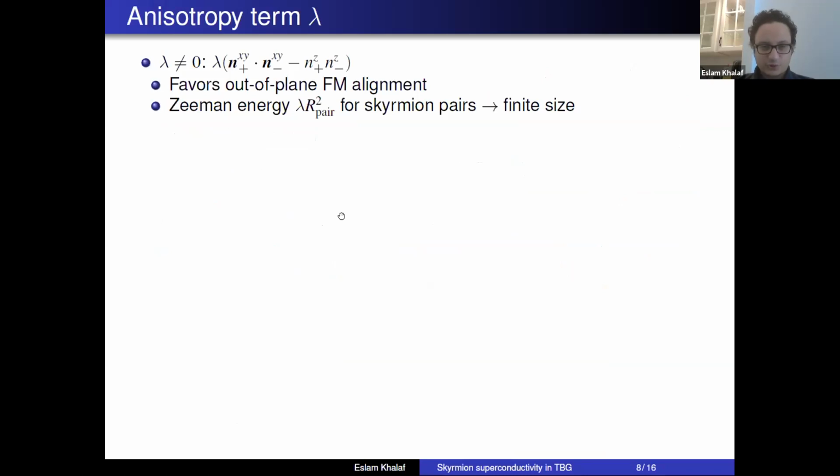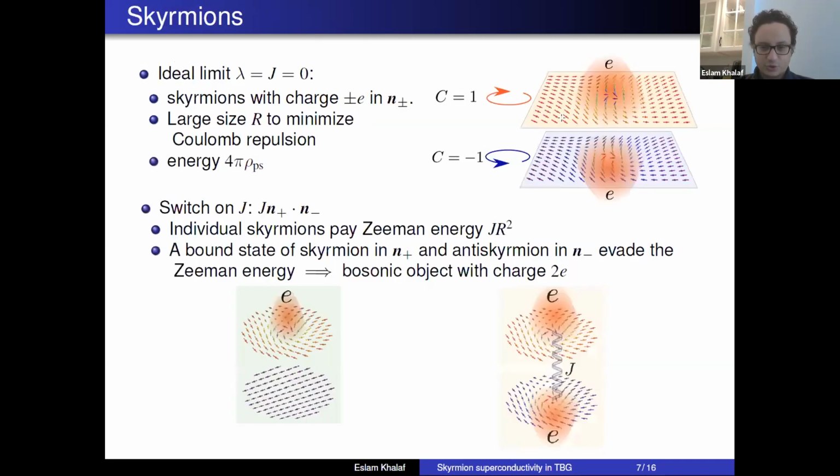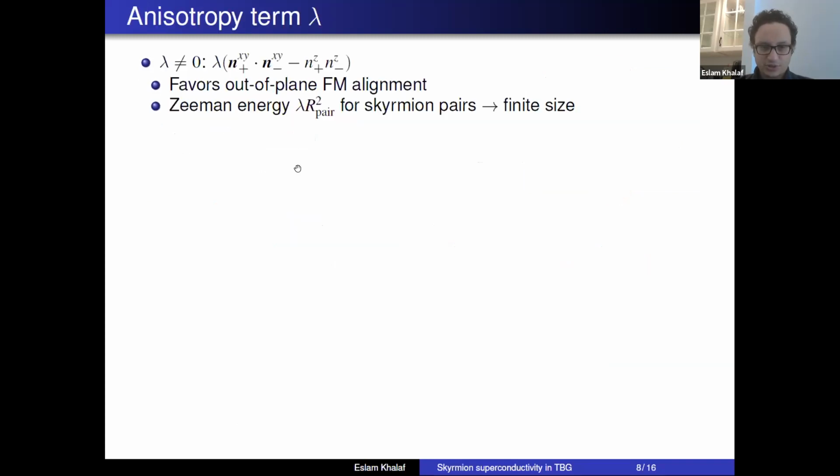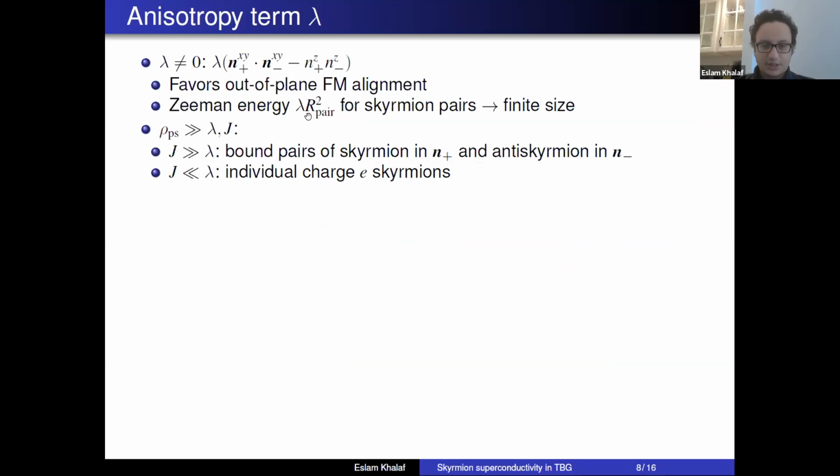Of course, we have also this other anisotropy term that we have to take into account. Since this term is a ferromagnetic coupling out of plane, it would lead to an energy cost for the skyrmion pair. Here, inside the core, the skyrmions are antiferromagnetically aligned, but also some of the component is out of the plane, and then this would lead to some energy cost. And as a result, we will have a competition between this J and this lambda term, these two anisotropy terms.